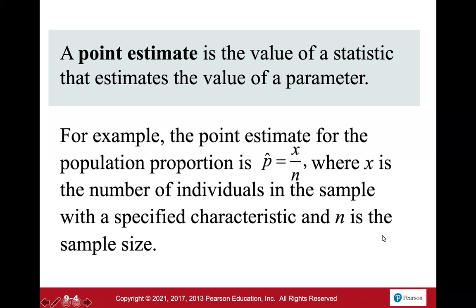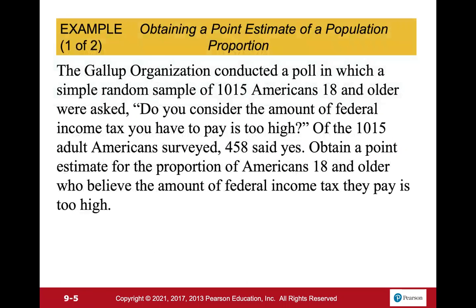For example, the point estimate for the population proportion is P hat, where P hat is X divided by N, where X is the number of individuals in the sample with the specified characteristic, and N is the sample size. So here we have an example of that.